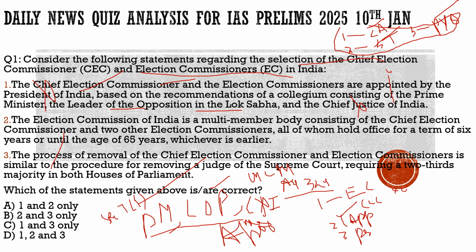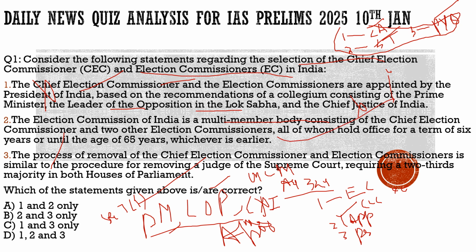Second statement: the election commission of India is a multi-membered body consisting of the chief election commissioner and two other election commissioners, all of whom hold office for a term of 6 years or until the age of 65 years, whichever is earlier. 100% correct, nothing wrong with this statement.